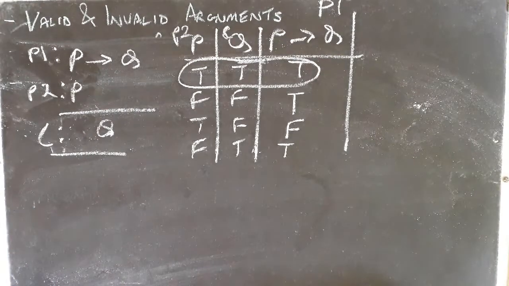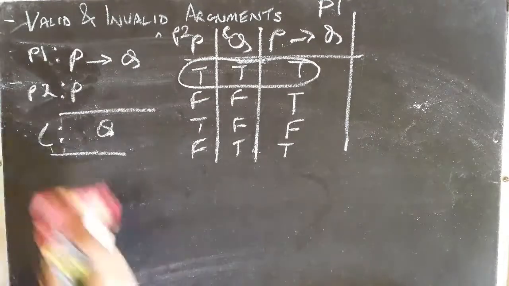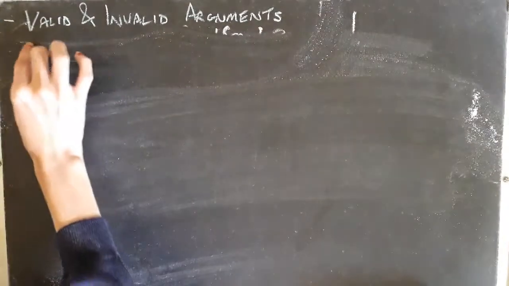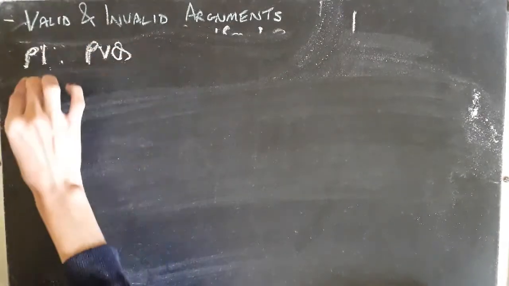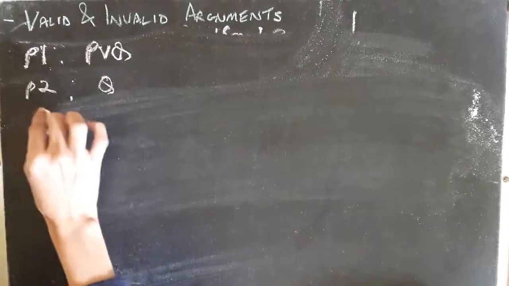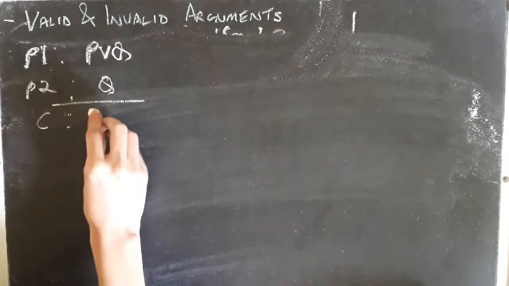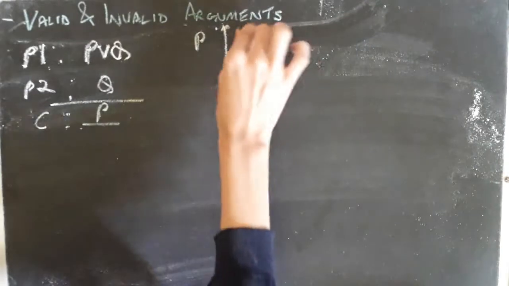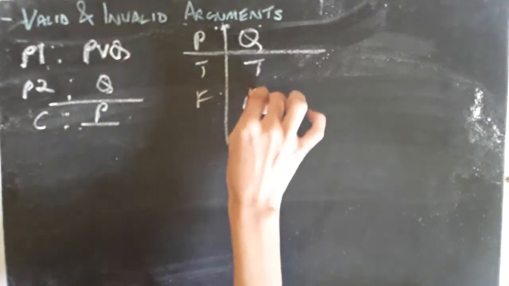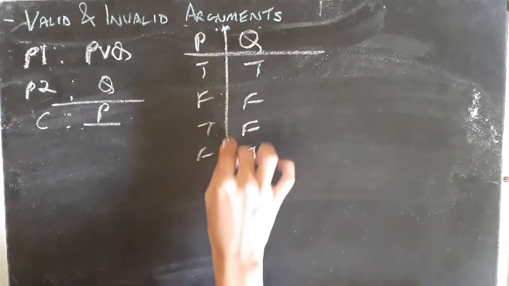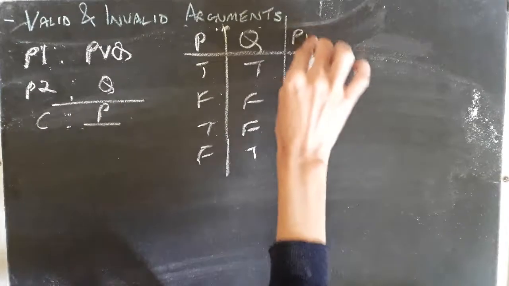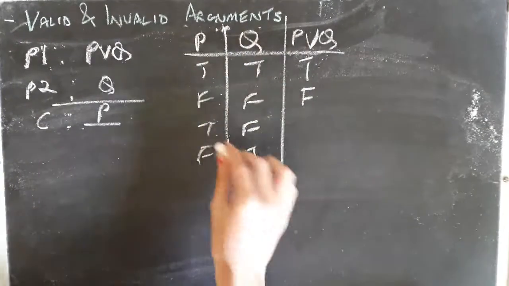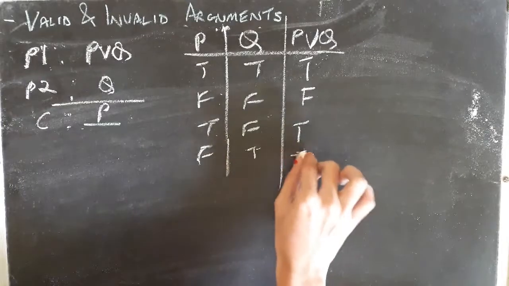Now let us present an example of an invalid argument. Suppose it is given to us that P1 is P or Q and P2 is Q, and the conclusion is P. Again we can check the validity of this argument by drawing the truth table. True together, false together, TF, FT. What is P or Q? P or Q is true. Both of them are false, so it's false. One is true and another one is also true.